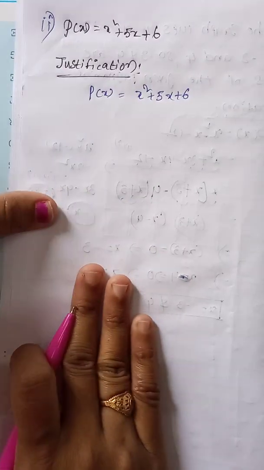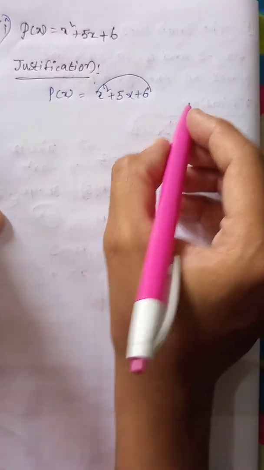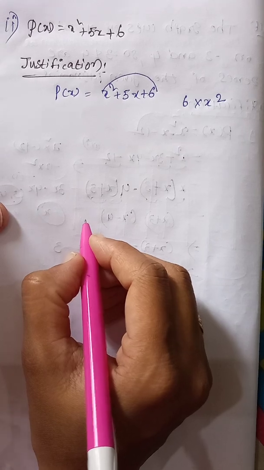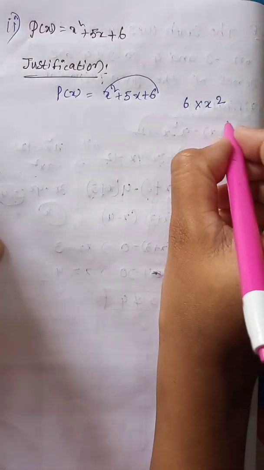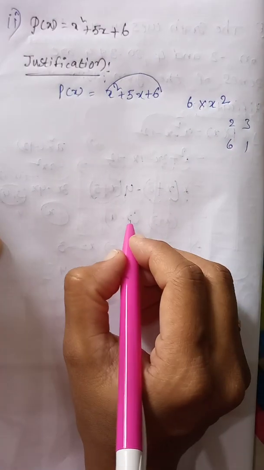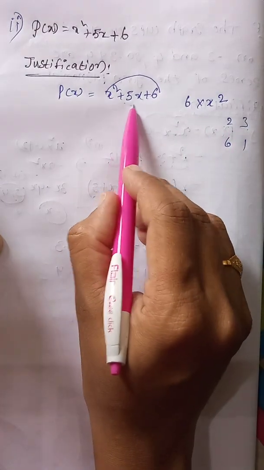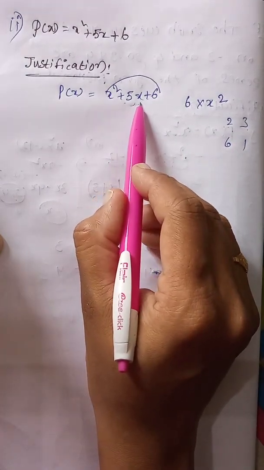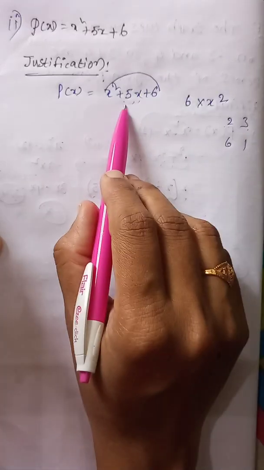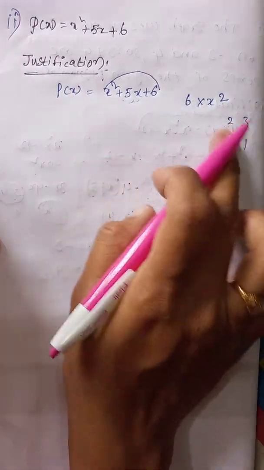So first find the factors. How can we find? Let us take these two terms: 6 into x square. What are the factors of 6? 2 threes are 6, 6 ones are 6. If you add these two terms, you have to get this middle term, if you add or subtract, anything. 2 plus 3 equal to 5. If you subtract 1 from 6, 5. So you can take any pair.